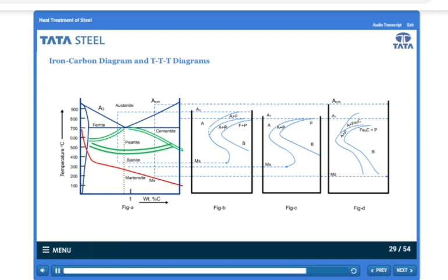The points to be noticed here are: Ms temperature is different for all three compositions. The nose of the curves is also a function of percent carbon in steel. Click next to proceed to the next screen.